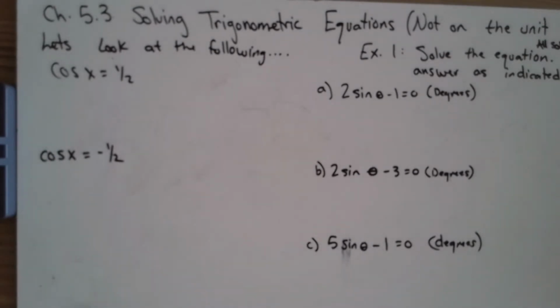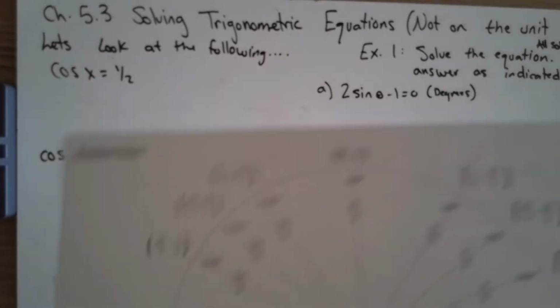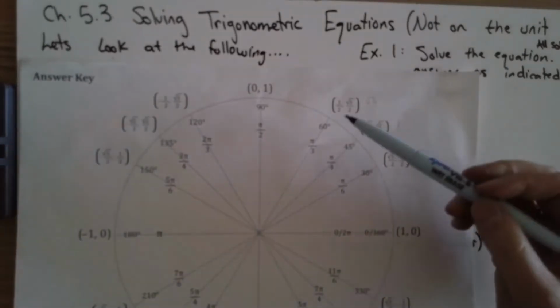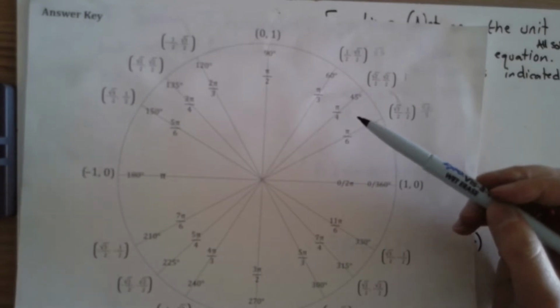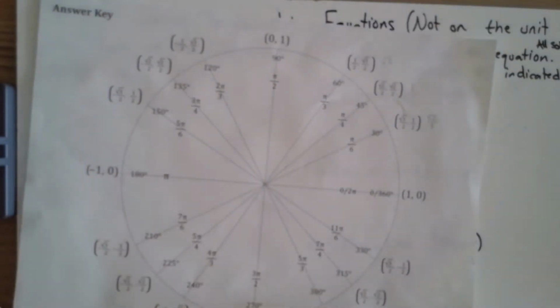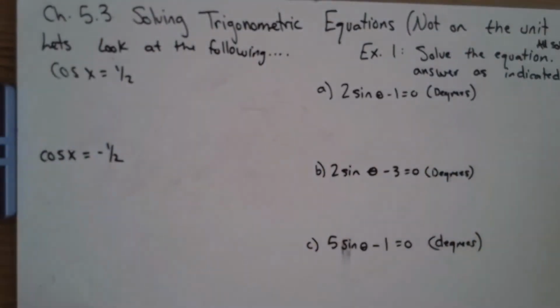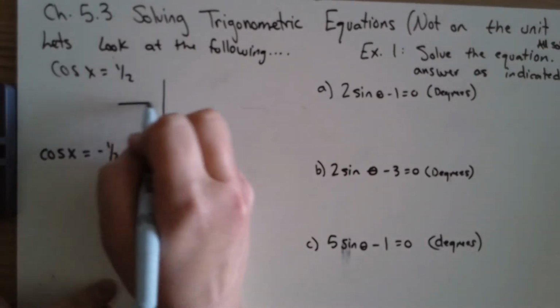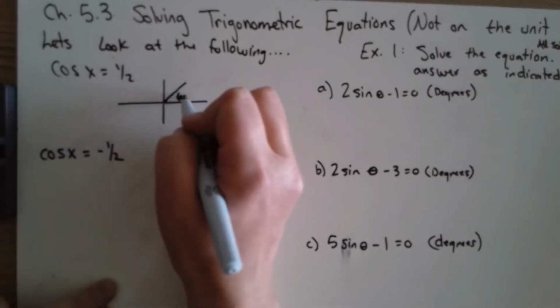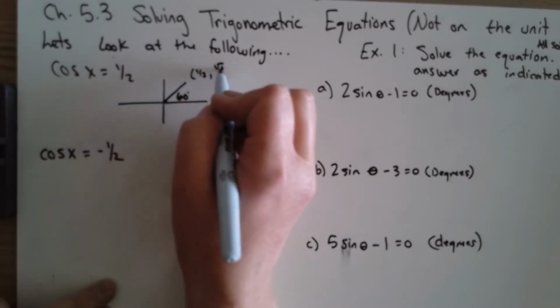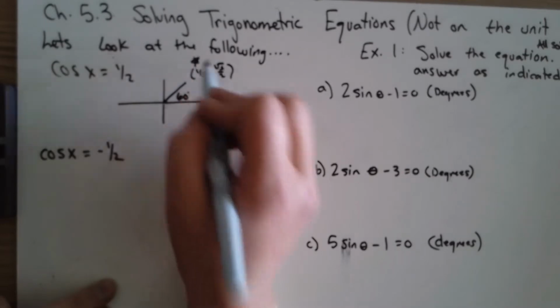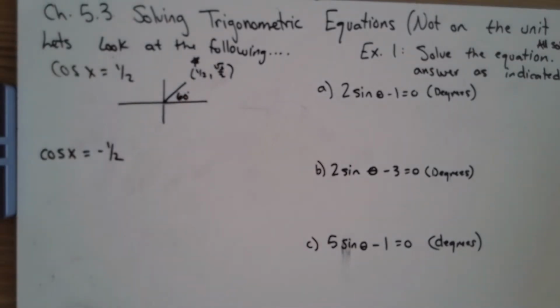So if you look at this one, cosine of a half, if you've got your unit circle, cosine of a half is at 60 degrees. Okay, it is also at 300 degrees. So let's look at this. At 60 degrees we have (1/2, square root 3 over 2), so cosine is 1/2.